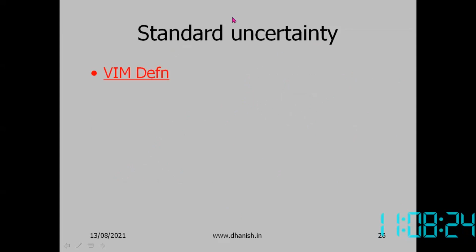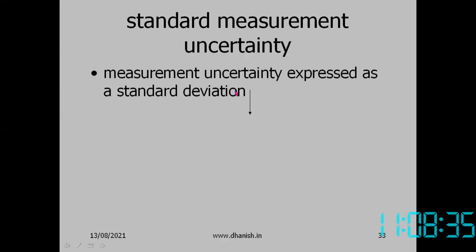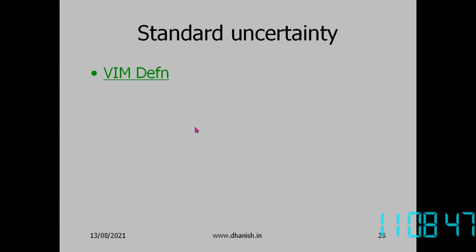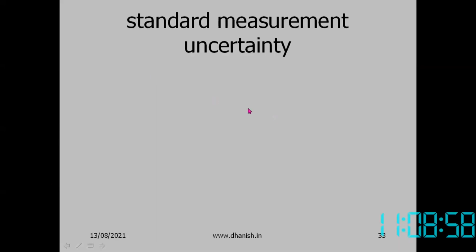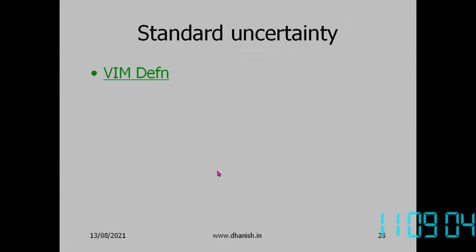Now we come to another term, standard measurement uncertainty. Measurement uncertainty expressed as a standard deviation. So this is defined as standard measurement uncertainty. In the VIM, everything is given along with the word measurement. So measurement uncertainty expressed as a standard deviation is standard uncertainty.